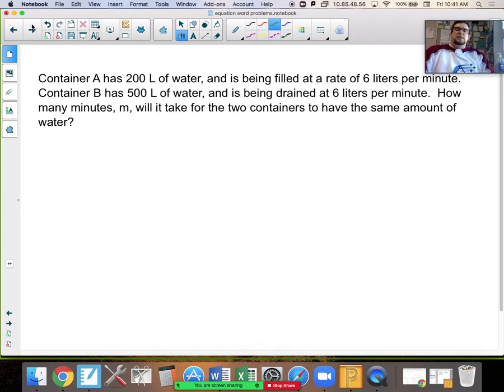Container A has 200 liters of water and is being filled at 6 liters per minute. B has 500 liters of water and is being drained at 6 liters per minute. How many minutes will it take for the two containers to have the same amount of water? So it even told us right here what we're going to define our variable as. We're going to use m for minutes.